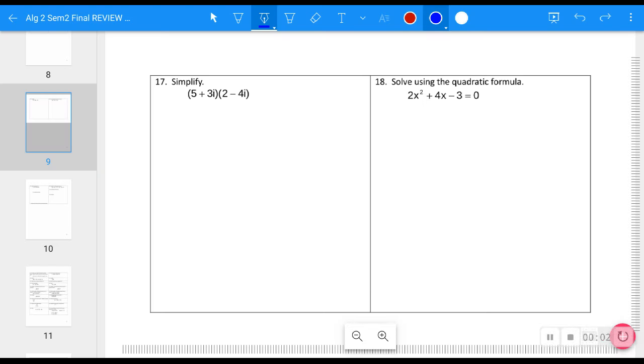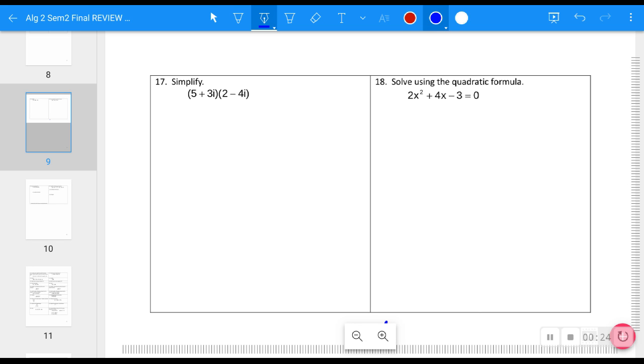Okay, a few more of the problems from the semester 2 final review. These are models for 17. I think I'm going to probably do 17 through 20 on this short video. And we have two complex numbers here, 5 plus 3i, and we're multiplying that times 2 minus 4i.